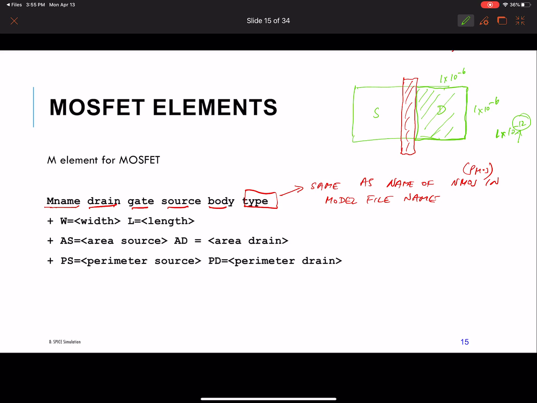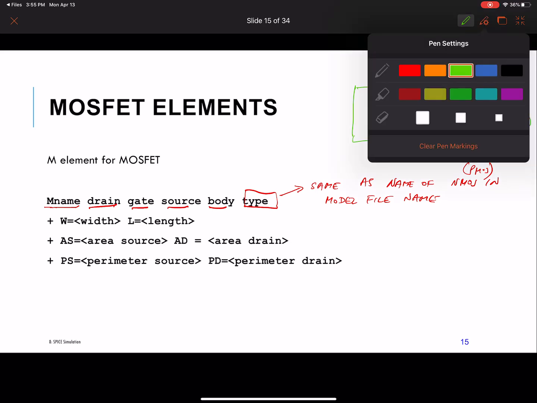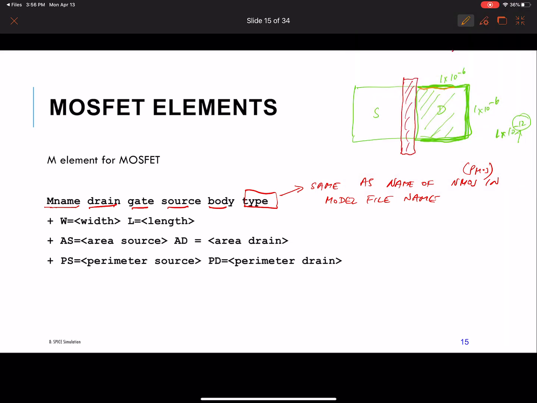Now the perimeter of the source and the drain is usually these 3 sides of the device added together. So let me just draw that in orange. Okay, and that'll be in 1 times 10 to the minus 6 or something. So in this case, the perimeter of the drain would be 3 times 10 to the minus 6, because there's no diffusion here, so we just have these 3 sides.